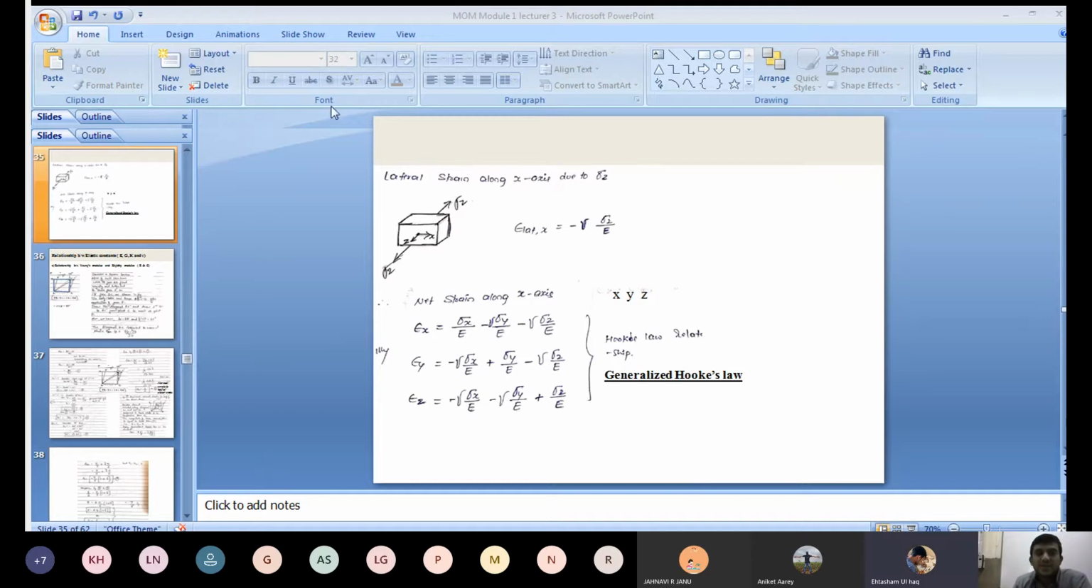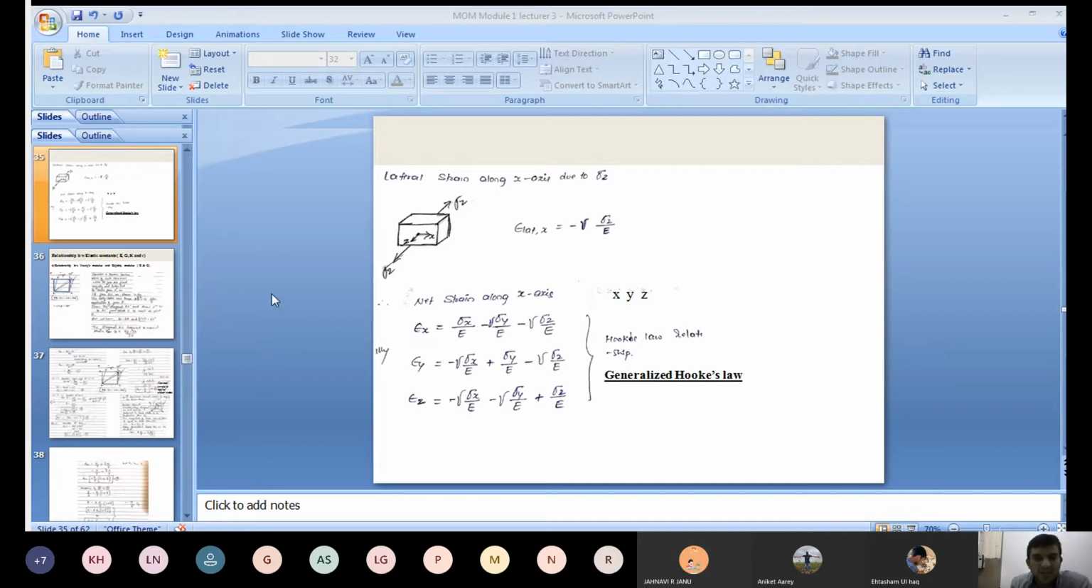One is lateral strain along x-axis due to sigma z. If the stress is induced along z-axis, what happens to strain along x-axis here? Again, the same simplification we have done for the previous one, lateral strain along x-axis due to sigma y, same derivation. Finally, we will get lateral strain along x-axis is equal to minus mu into sigma z by E. Now, what is the net strain along x-axis? Substitute all those values into equation 1, that is net strain along x-axis is equal to sigma x by E minus mu into sigma y by E minus mu into sigma z by E.